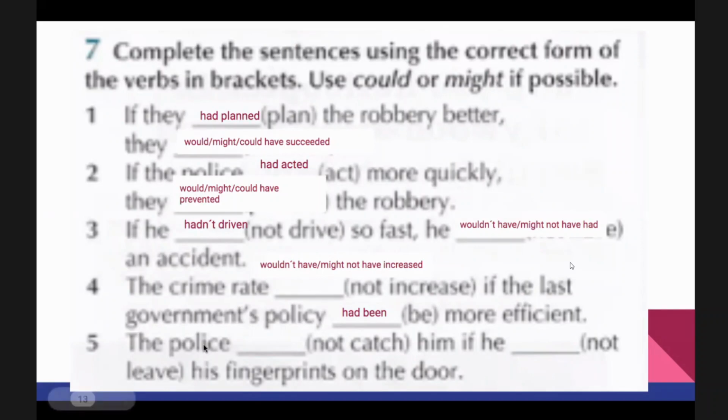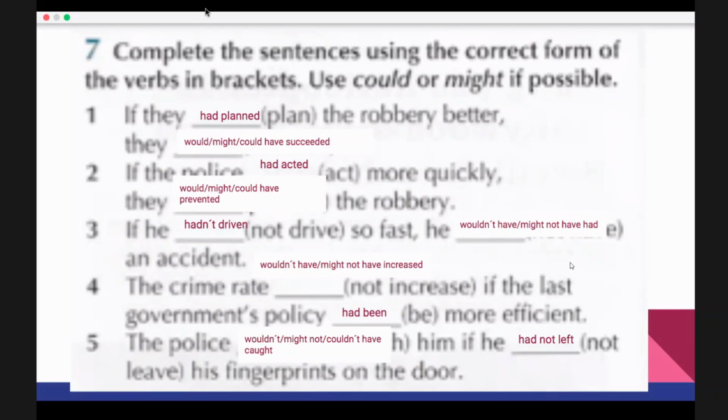So the police might not, or couldn't have caught him if he hadn't left his fingerprints on the door, okay? Good. Problems, questions, or complaints up to here, guys? So please, if you don't remember your verbs in past participle, you need to remember which are the regular and which are the irregular verbs, okay? Good, thank you. Now just give me a minute, please.